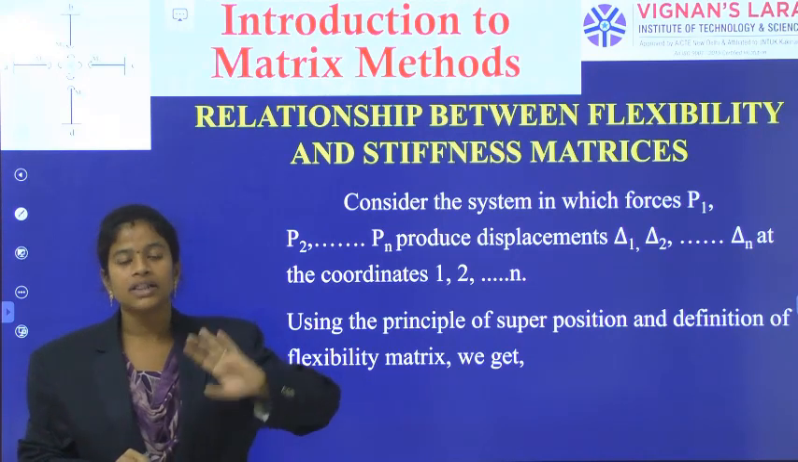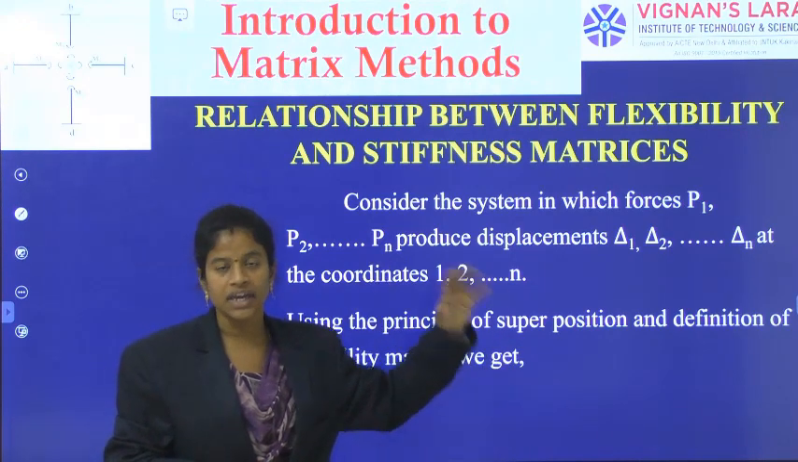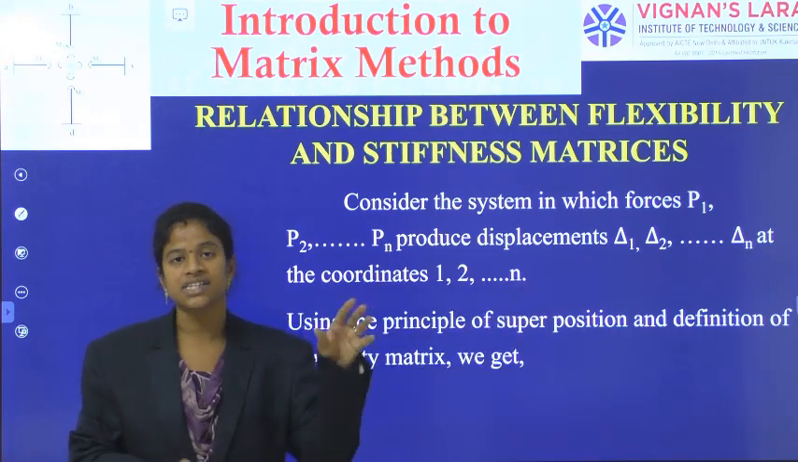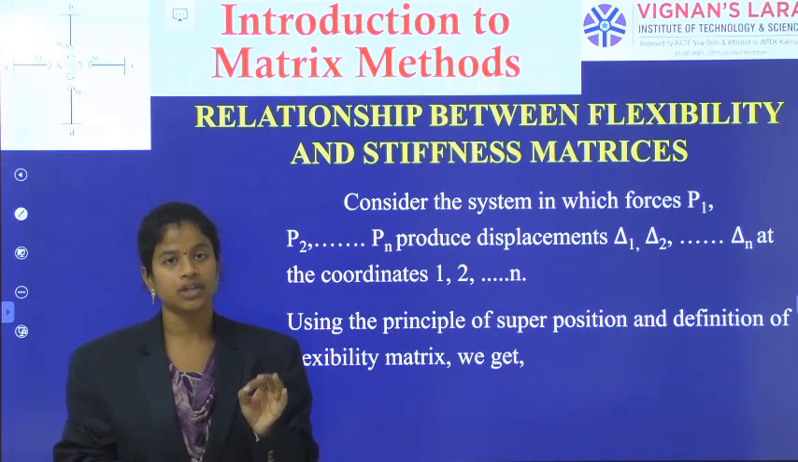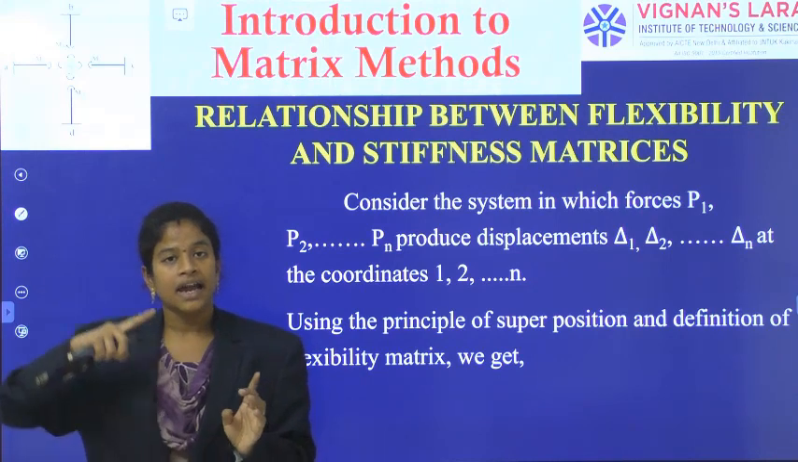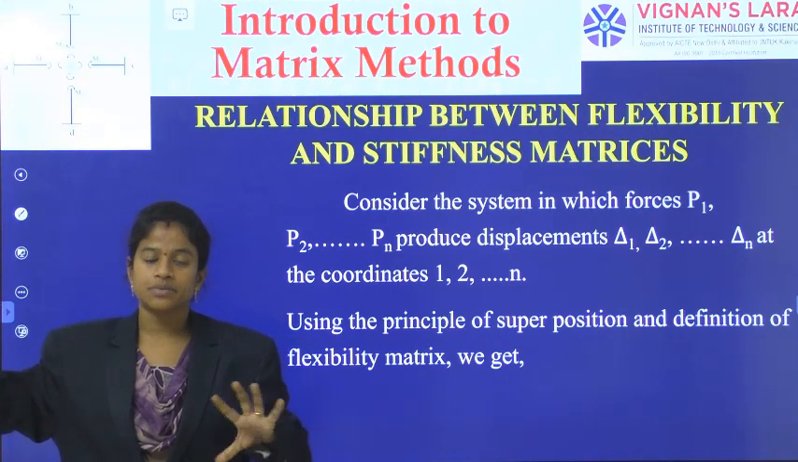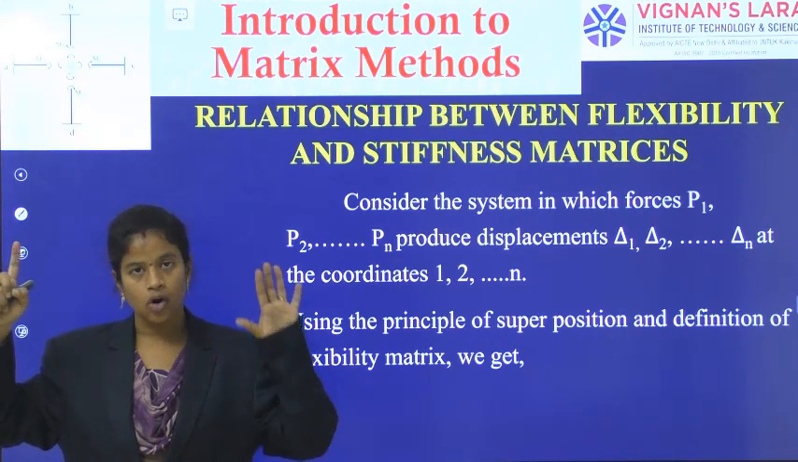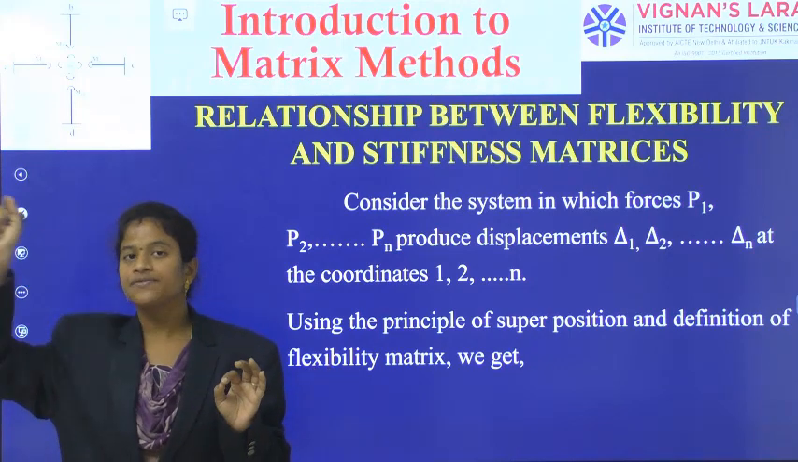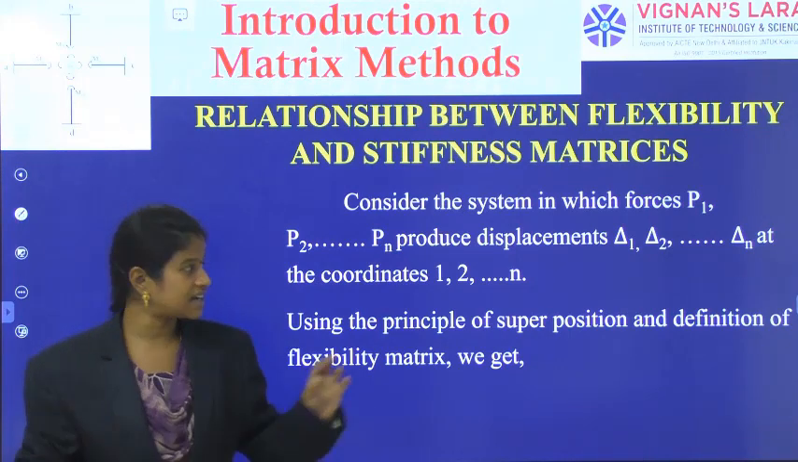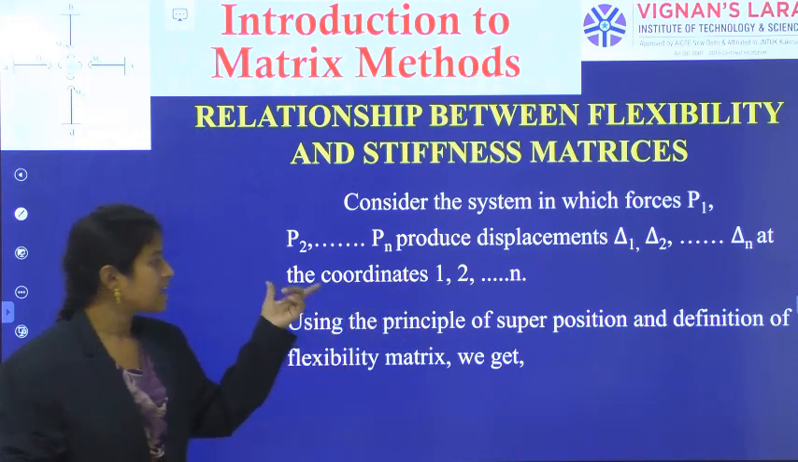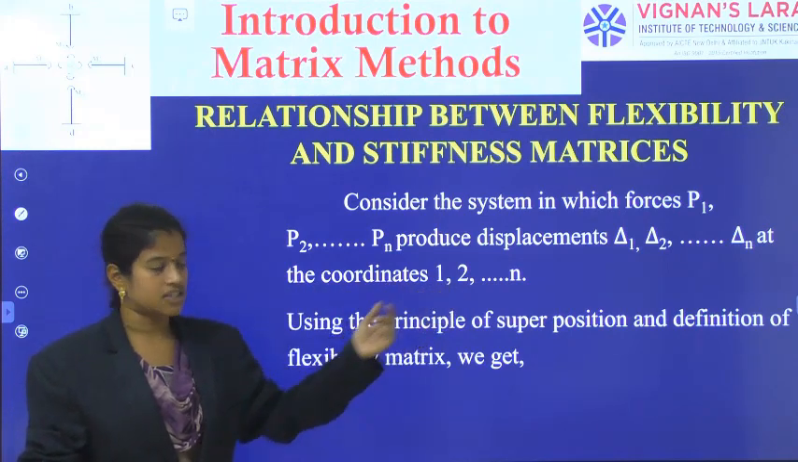Involving all these terms, the delta output will come. Involving all the force application on the coordinates, and at one coordinate, what is the displacement? Due to the application of all the forces on the system, what is the final displacement at one coordinate? That is this capital delta, and the coordinates are 1, 2, 3 and so on n.